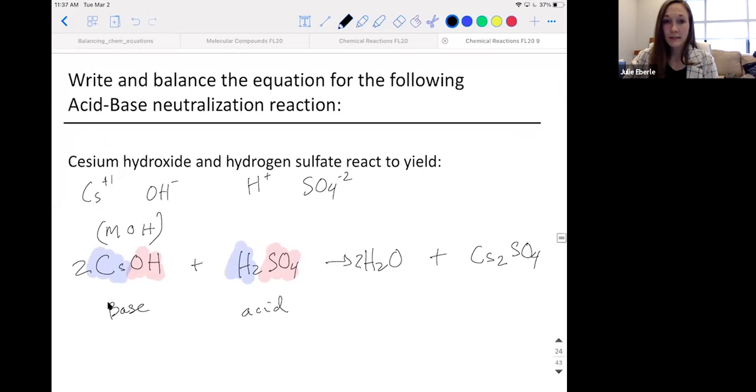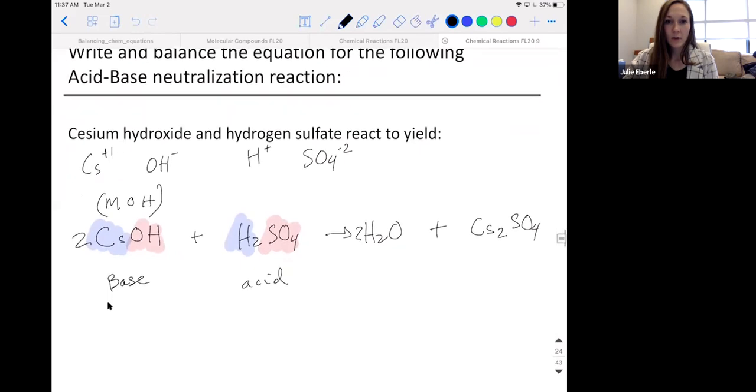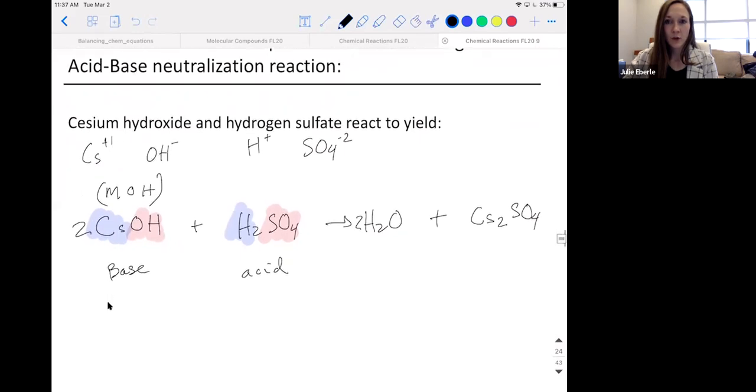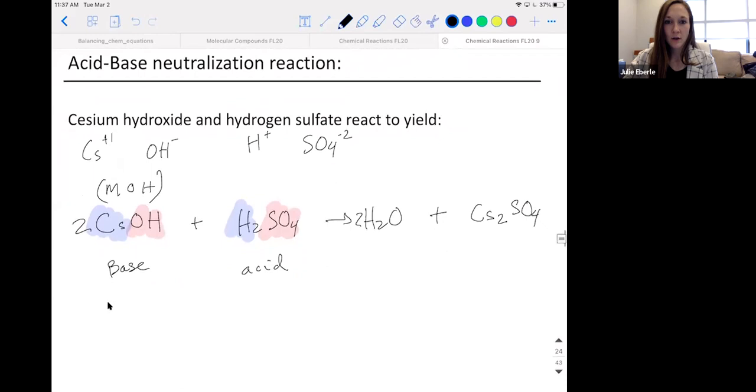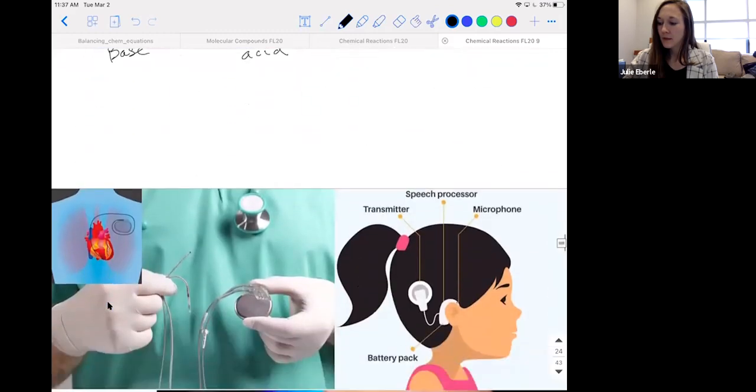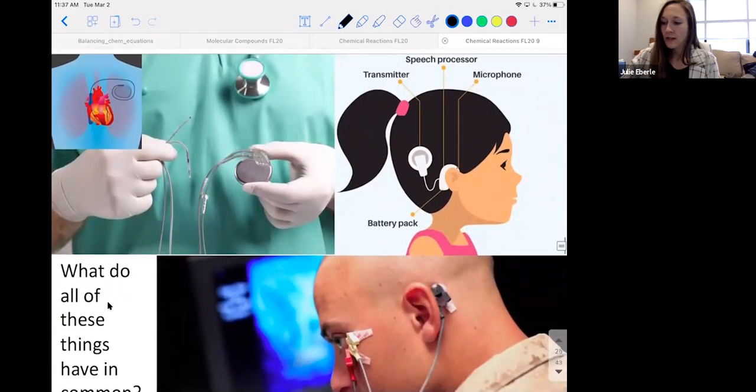Okay, questions for acid base? All right, we're going to move on to the third one if there's no questions so far. Okay, third type of reaction.